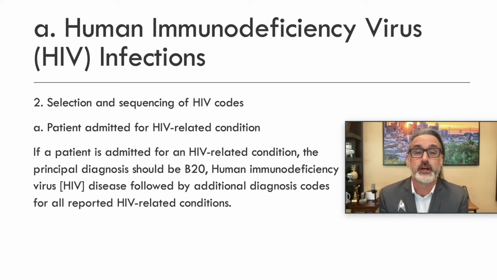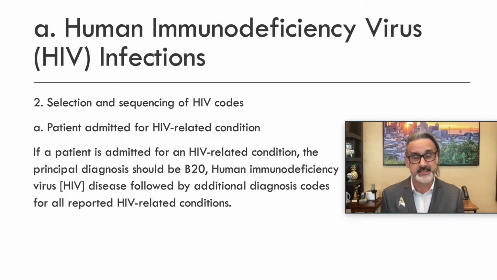So first up, regarding the sequencing, if the patient is admitted for an HIV-related condition, and this would also apply because admitted equals inpatient, this would also apply on the outpatient side if the patient is just going to the doctor's office, and the reason for going to the doctor's office that day is for an HIV-related condition. The guideline states that if a patient is admitted for an HIV-related condition, the principal diagnosis should be B20, as in B20, the HIV disease, followed by any additional diagnosis codes for all reported HIV-related conditions.